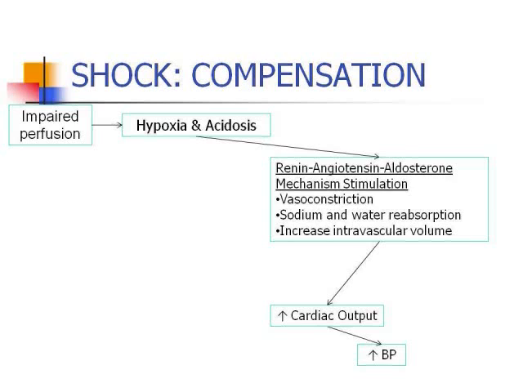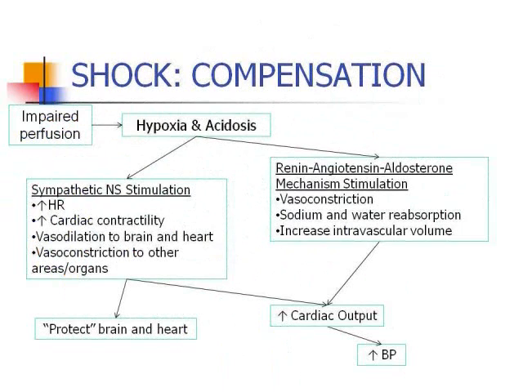Now let's go down the right side of the chart. Impaired perfusion, hypoxia, acidosis, and then stimulation of the renin-angiotensin-aldosterone mechanism. That's going to cause vasoconstriction, sodium and water reabsorption, and therefore we're getting an increased intravascular volume. That too is going to increase cardiac output. Remember, when we increase the vasoconstriction, that's increasing the systemic vascular resistance. So we end up with increased cardiac output, increased blood pressure. So here we go with the whole big chart again, seeing how all those things fit together.